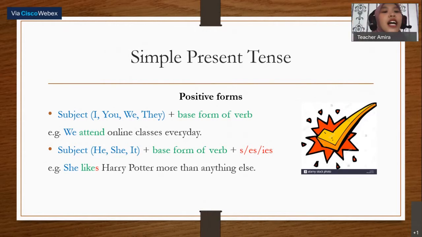Okay, 3:52. Alright. For positive forms, you know that we have SVO forms, right? Subject, verb, object. So that is positive forms. When you want to create simple present tense sentences, you have to put the subject at the front: I, you, we, they, and then plus the base form of the verb. The example that I have given here is we attend online classes every day.